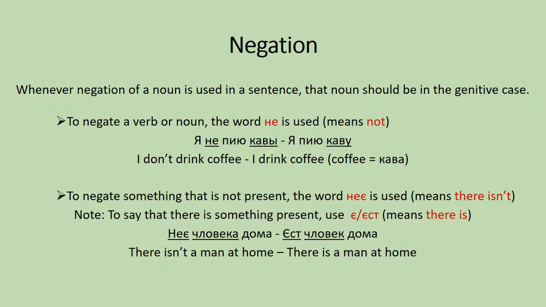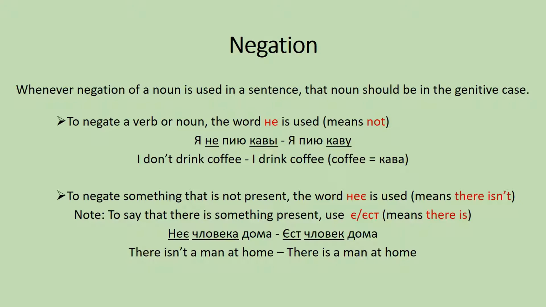I don't drink coffee would be Ja ne piju kawę. Kawę is in the genitive case. I drink coffee. Ja piju kawę. Kawę is in the accusative case. We'll get more into the accusative case in later lessons.